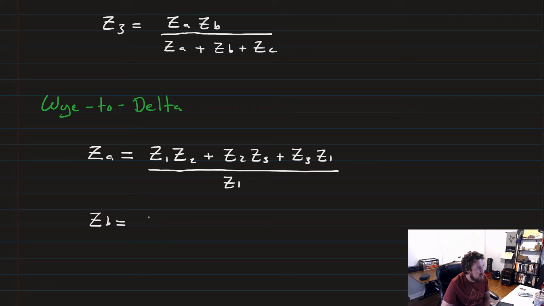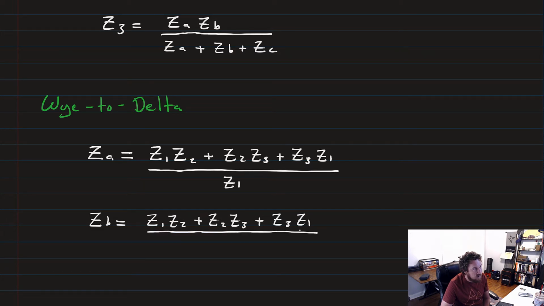So ZB is just going to be this same structure, Z1 times Z2 plus Z2 times Z3 plus Z3 times Z1. All of that over, for ZB, Z2.